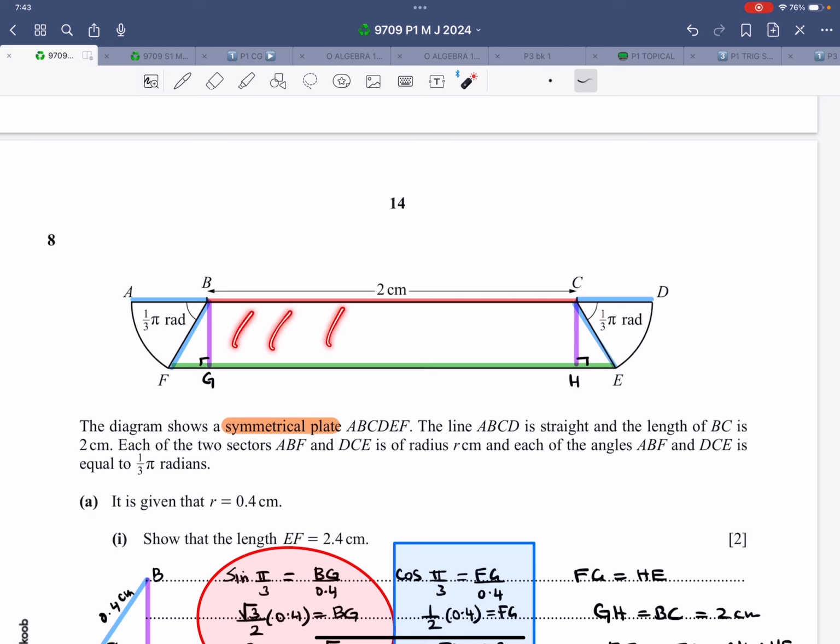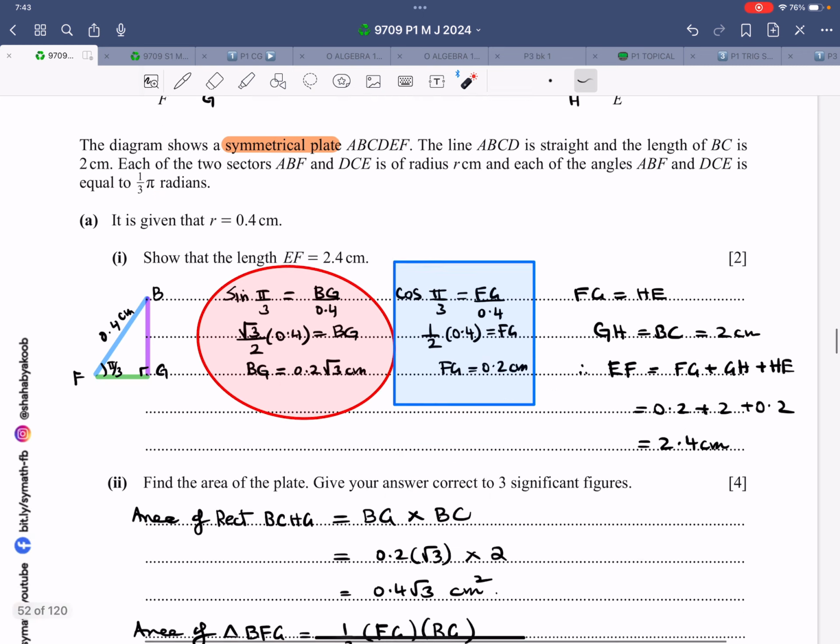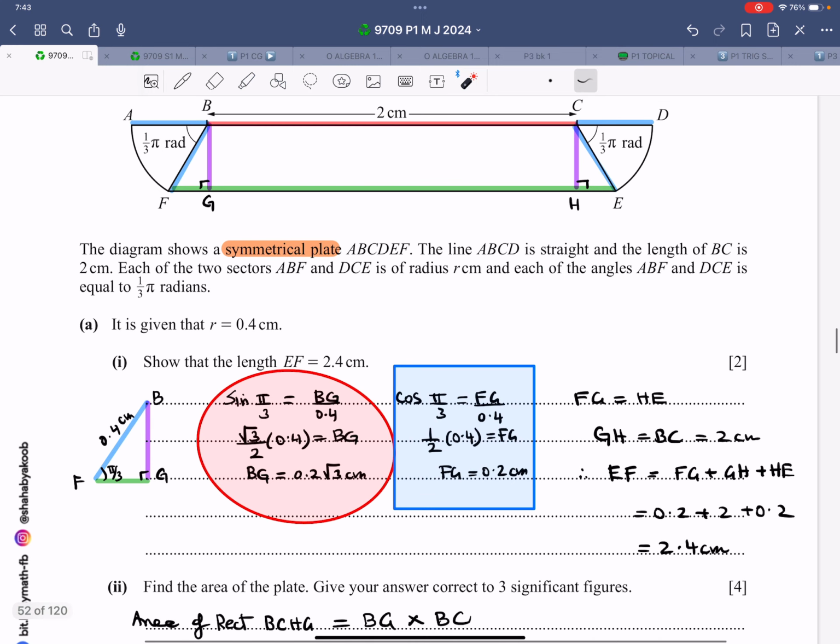So let me find the area of the rectangle first. Then one triangle, I'll double it. One sector, I'll double it. And I'll add it all up. So area of the rectangle, that is BG into BC.